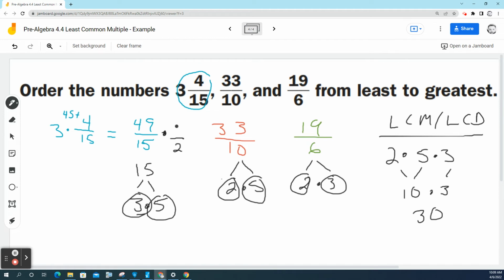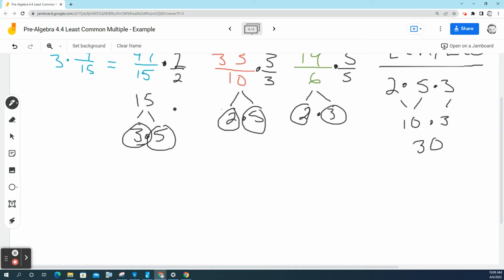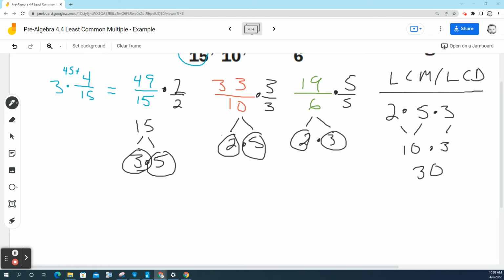So what do I multiply 15 by to get 30? 2, right? Whatever I do on the bottom, I've got to do to the top. We'll come back to that in a second. What do I multiply 10 by to get 30? 3. Whatever I do on the bottom, I've got to do to the top. What do I multiply 6 by to get 30? Yep. Now, that means that 49 over 15 becomes, is that 98? Yeah. So this becomes 98 over 30, right? I'm just double checking everything to make sure that I don't make a mistake.